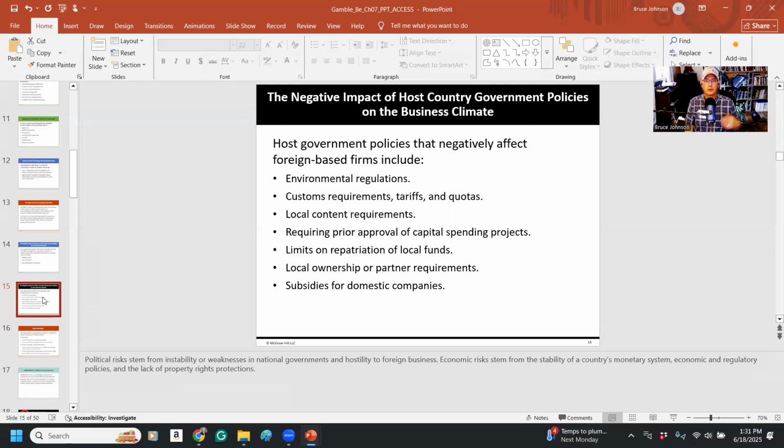Here are some of the negative impacts of host country governmental policies on the business climate. Increasing environmental regulations, tariffs. This is now a huge one. Who knew that was going to crop back up? But tariffs with other countries right now is causing the markets to go up and down because of fear. There might be import and export quotas that the government sets, content requirements, or I would say, I don't like the word content, but there's various requirements that the country or the city might force upon the business that's trying to operate there.